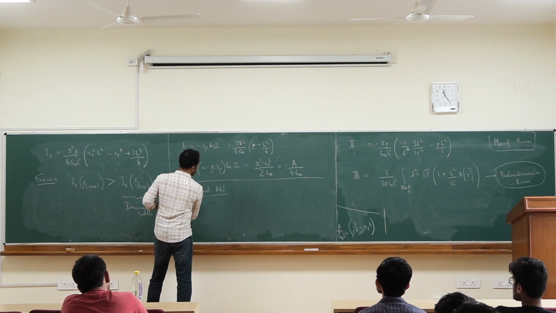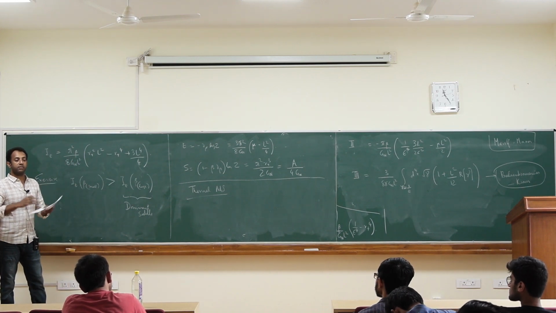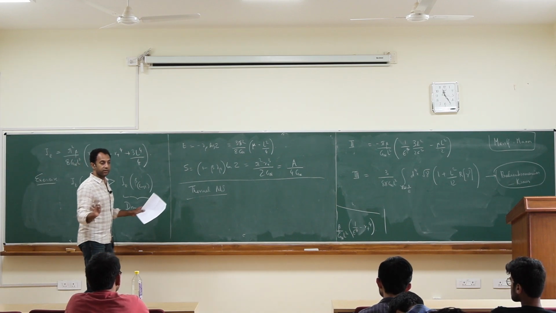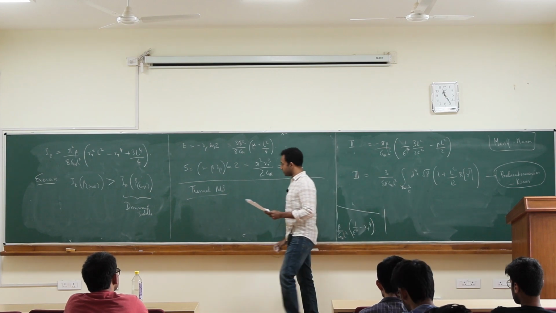The goal of today's lecture is basically to talk about the trade-off in the phases of the various solutions that we have. We already established that the small black hole doesn't matter for any of this. So the only thing that matters is the large black hole versus thermal AdS. So let's write down thermal AdS.